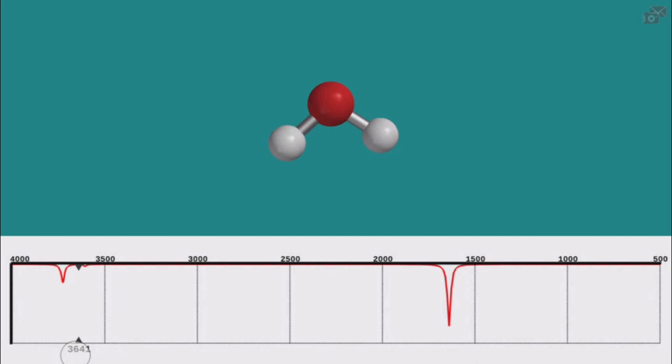Then if we move on to 3607, it's another type of OH stretch, but this is a symmetric OH stretch. So another place where this molecule absorbs IR energy. And then finally down here at 1640, we have a bending. So HOH bending, and this is an in-plane bend.